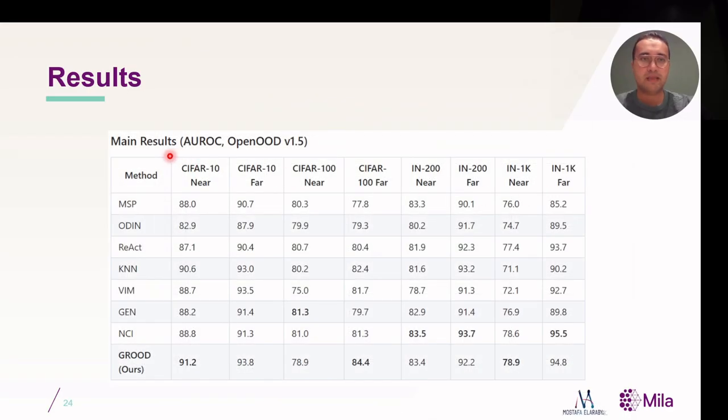So this is our main table, and GROOD on CIFAR-10 is achieving near state-of-the-art results. On CIFAR-100 near and far OOD, it had decent results. Also on ImageNet-200, it has runner-up results compared to the best method. And same for ImageNet on near and far OOD.